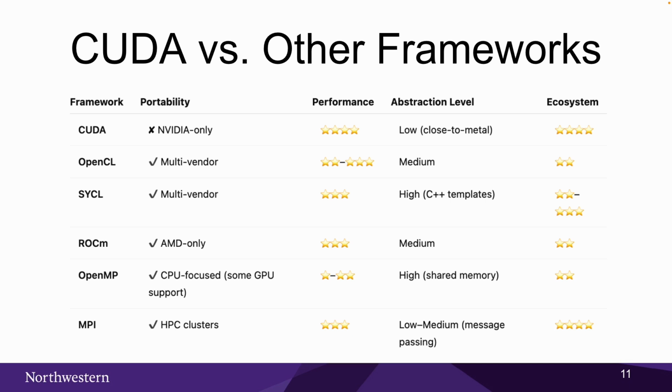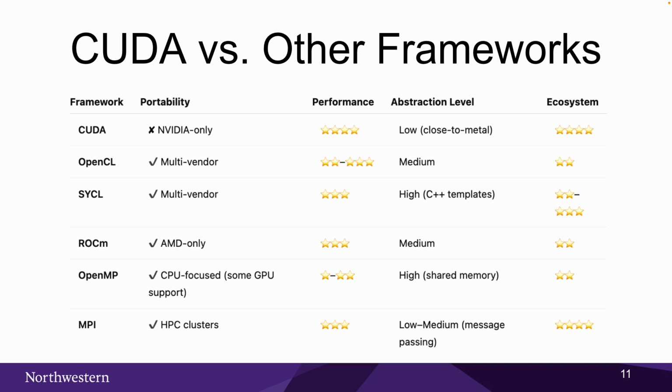And here's a table that compares CUDA to other major frameworks based on four aspects. CUDA delivers the best performance and strongest ecosystem, but only on NVIDIA hardware. It's low level but highly optimized. OpenCL and SYCL are more portable across vendors. SYCL offers more modern C++ abstractions, while OpenCL is more low level but less widely adopted.